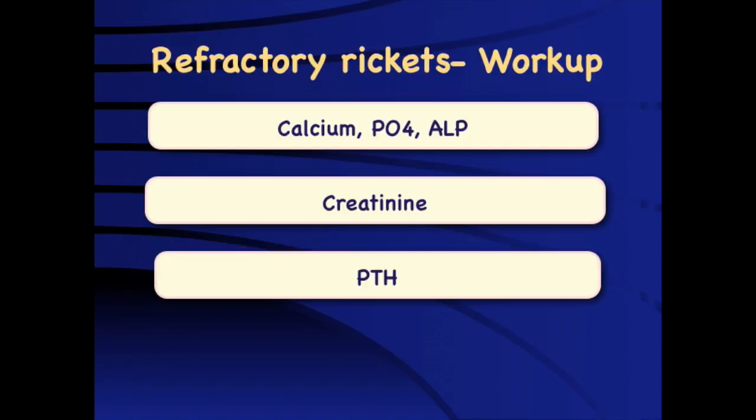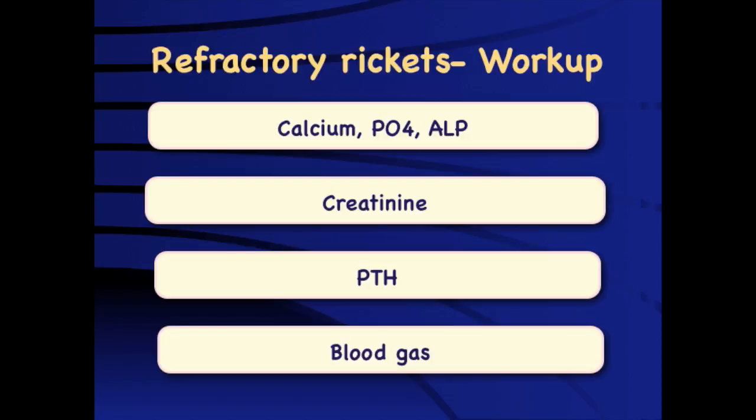PTH again helps in distinguishing hypophosphatemic rickets from vitamin D dependent rickets in situations wherein the phosphorus levels are low or normal and calcium levels are normal, with high PTH indicative of VDDR type 1 or type 2. Blood gas should be done in children who have normal and low phosphate along with polyuria, acidotic breathing and failure to thrive, suggestive of renal tubular acidosis.